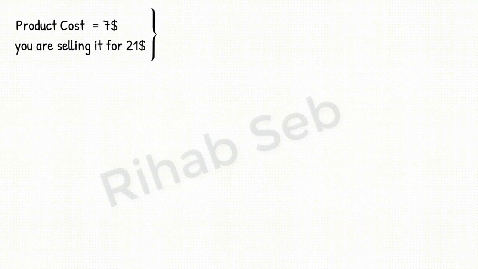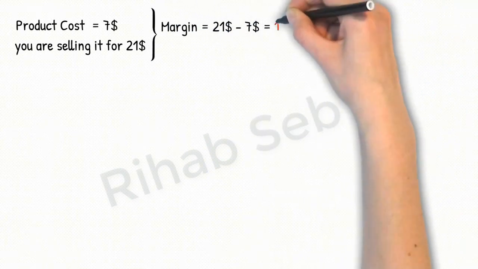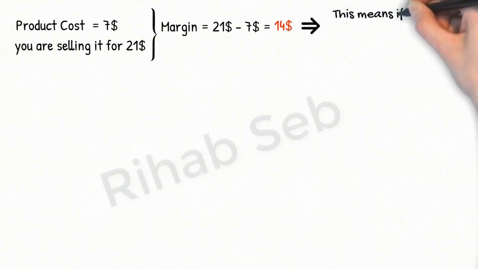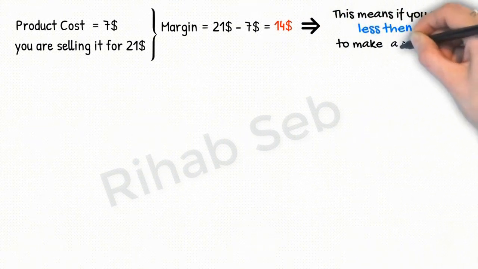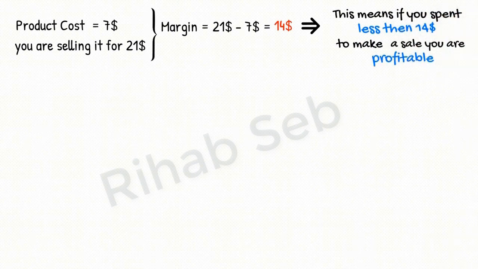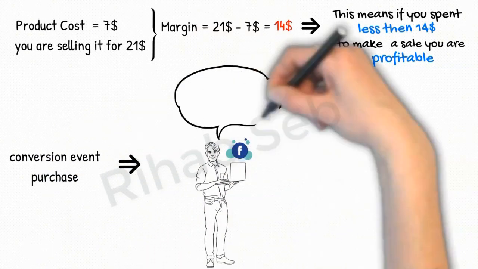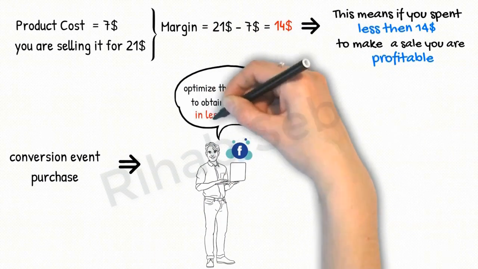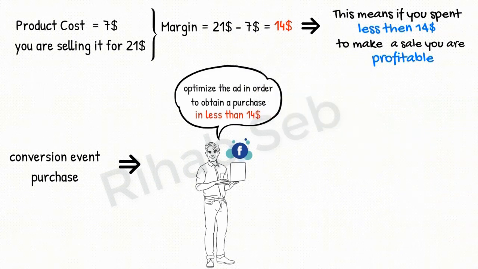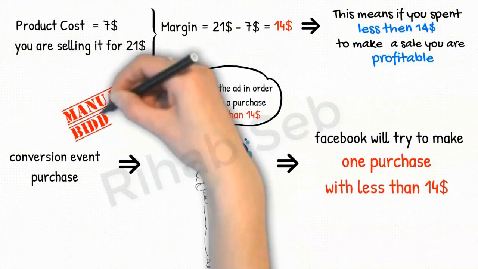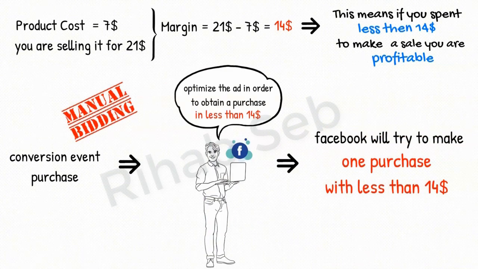Let's take an example. If your product costs you $7 and you are selling it for $21, it means that your margin is 21 minus 7 equal $14. This means if you spend less than $14 to make a sale, you are profitable. So if your conversion event is purchase, you can tell Facebook to optimize the ad in order to obtain a purchase in less than $14. Facebook will then try to make one purchase with less than $14, and this is what we call manual bidding.